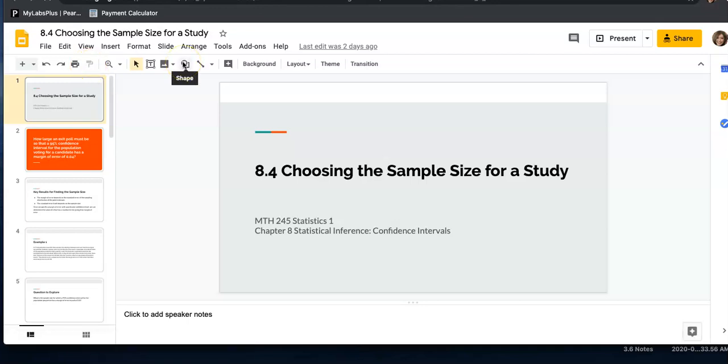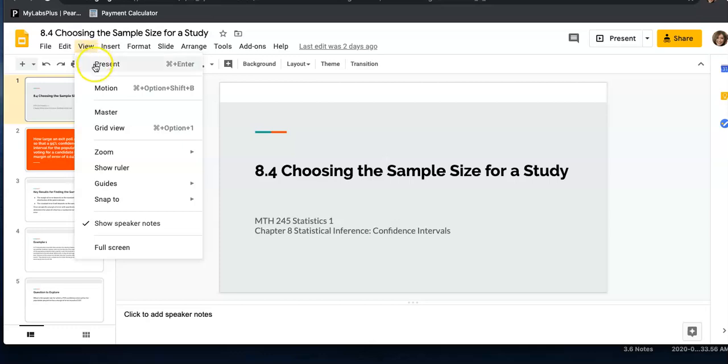Let's go over 8.4, choosing the sample size for a study. This is the last section of chapter 8. And basically in section 8.4, we're working the formula that we already know backward to find the sample size n. So this one's a little mathy. We're actually solving the equation for n.